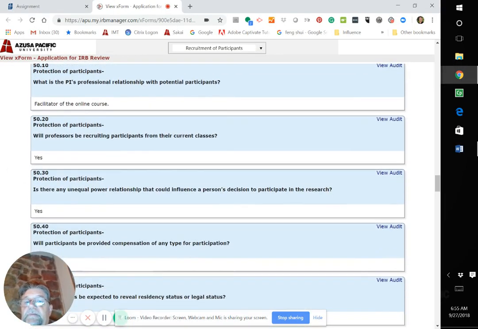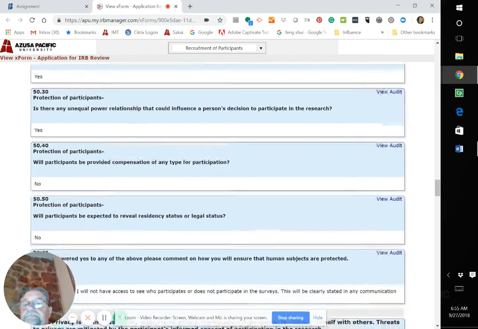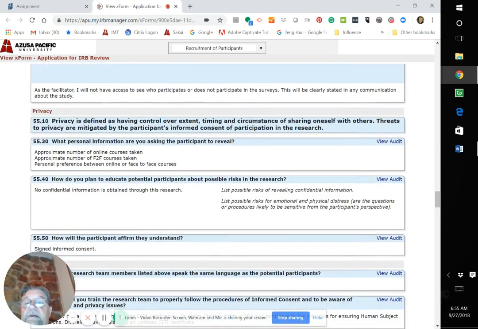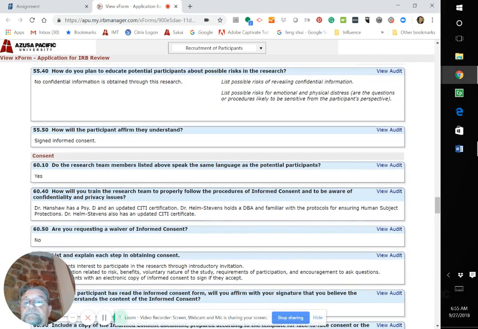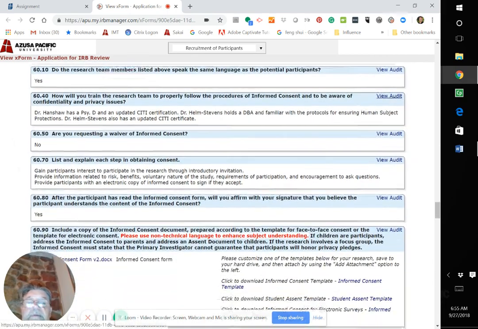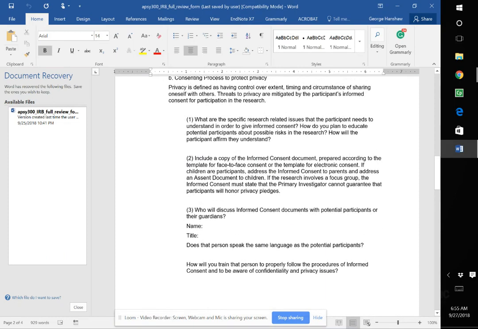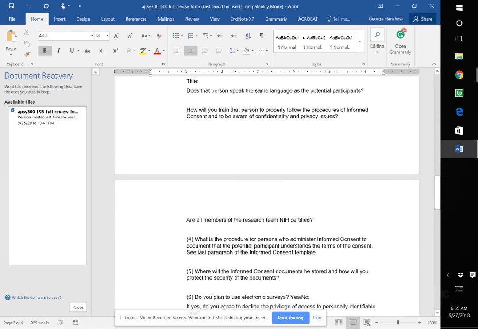And protection of rights, personal relationship, potential participants. Will participants be provided any compensation? All that is just typical kind of stuff. And then the big part here is consent. And even here, who will discuss informed consent documents with potential participants? You could just say the primary investigator will discuss. The primary investigator has the CITI certification and will ensure that all guidelines are followed. You could do something to that point as well.